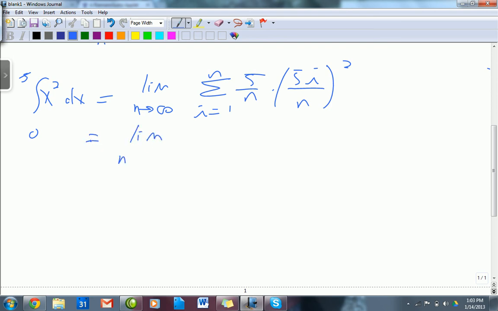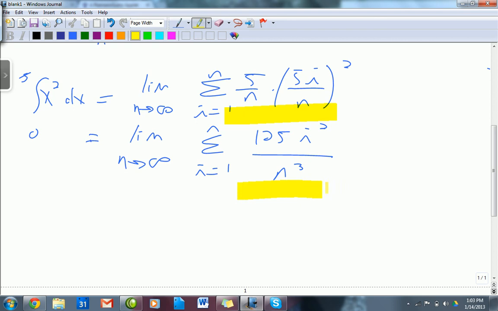So what I'm first going to do in order to calculate it is clean up what's in the sigma. If I square 5i over n, I get 25i squared over n squared times another 5 over n. So we end up with 125i squared over n cubed. Okay, all I did was clean that up to get this.